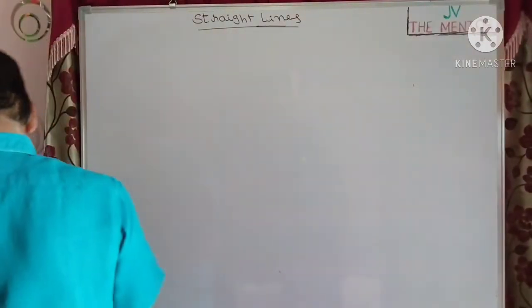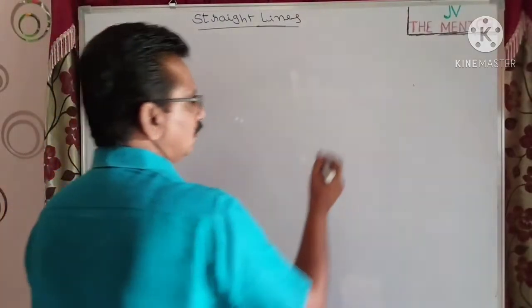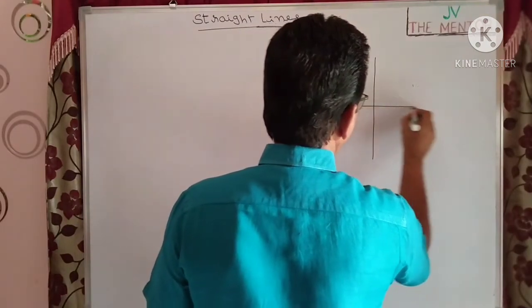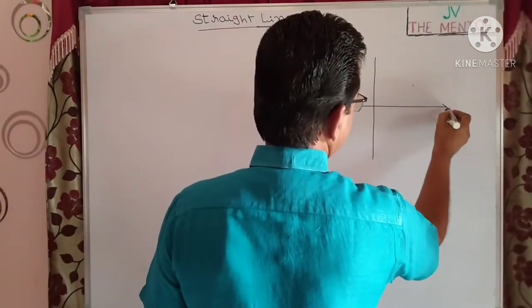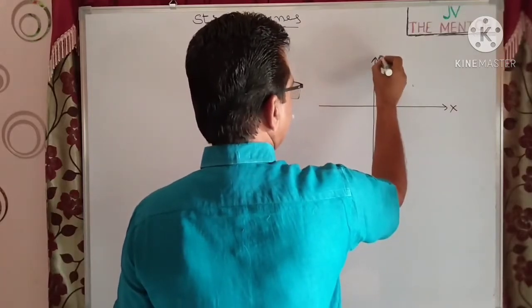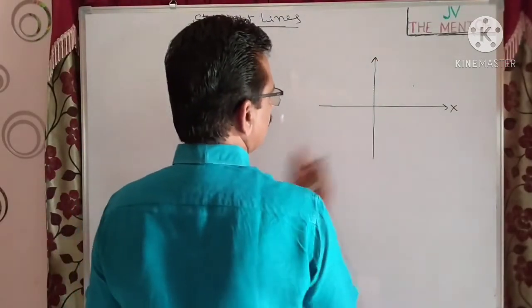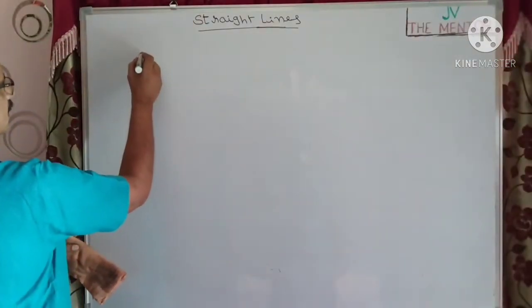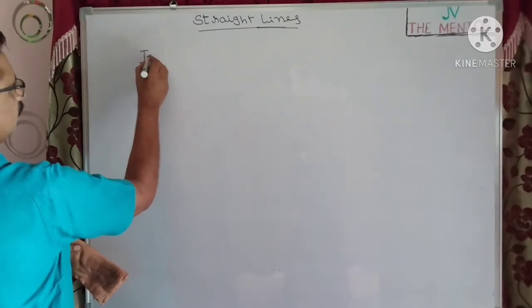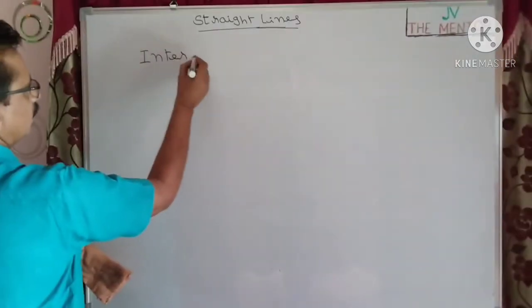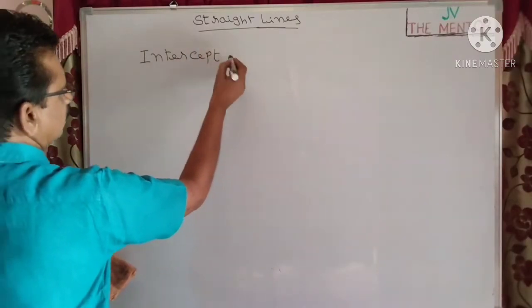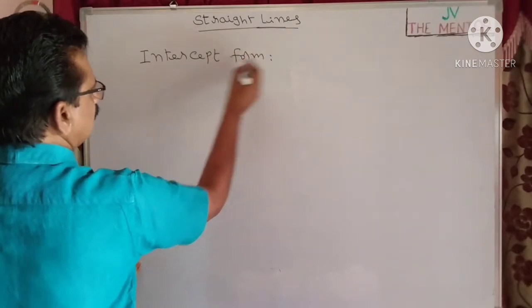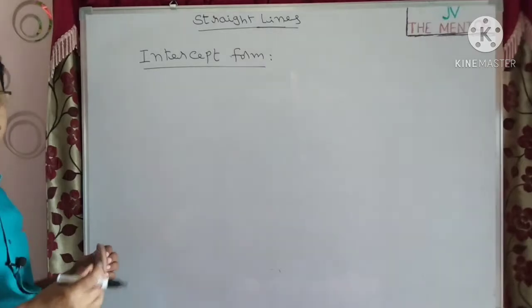Now, next one is intercept form. If a straight line taking the coordinate axis, this is the x-axis. Intercept form of a straight line.